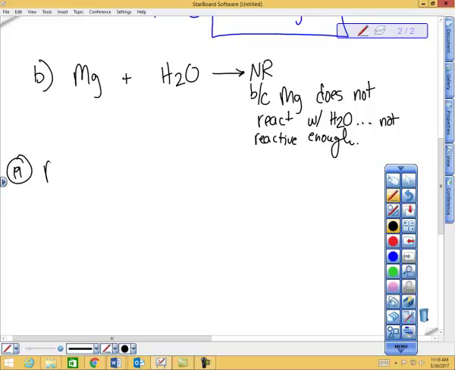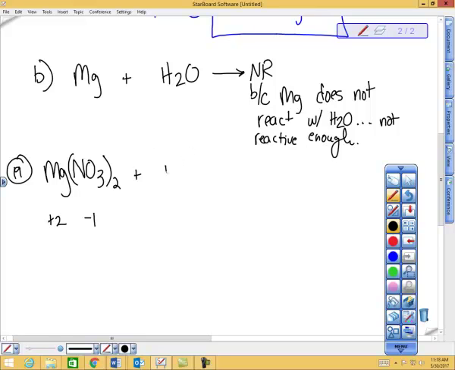Magnesium nitrate. Magnesium is Mg, nitrate is NO3, and you're making a compound, so you've got to check your charges. Magnesium is +2, nitrate is -1. So what do we do about this NO3 if we need more than 1? Yeah, parentheses, because it's polyatomic.